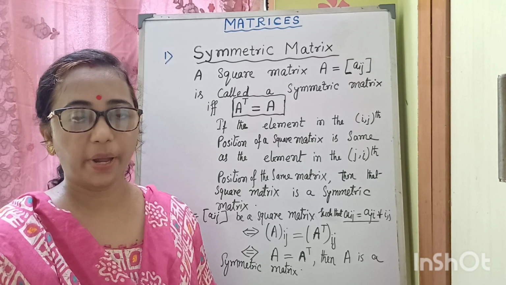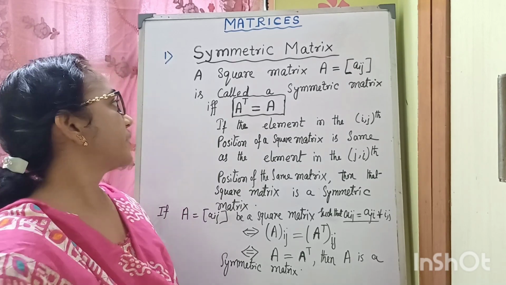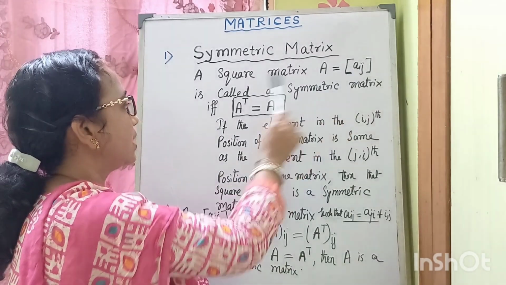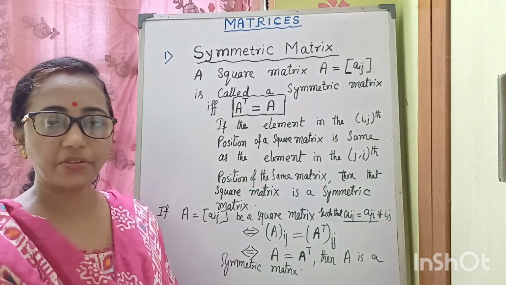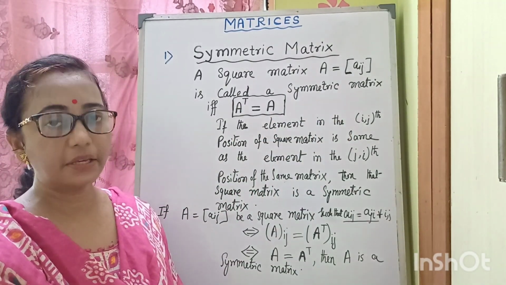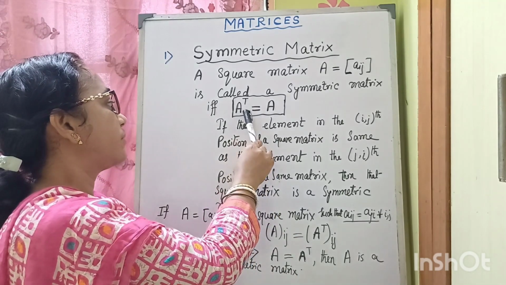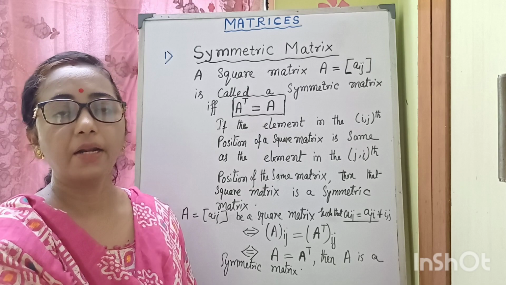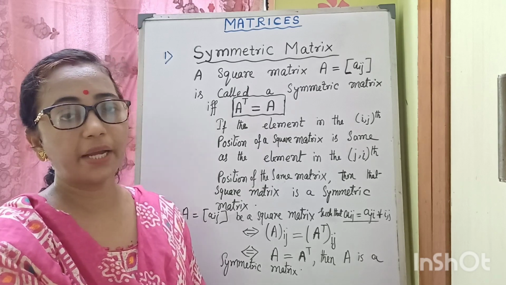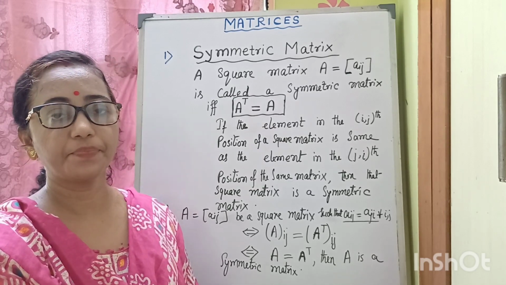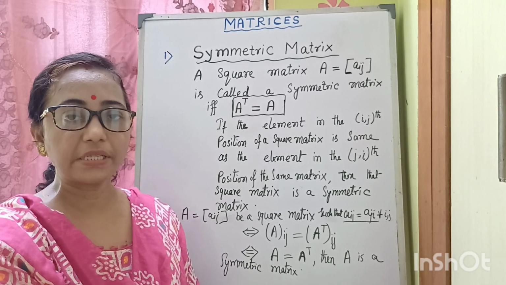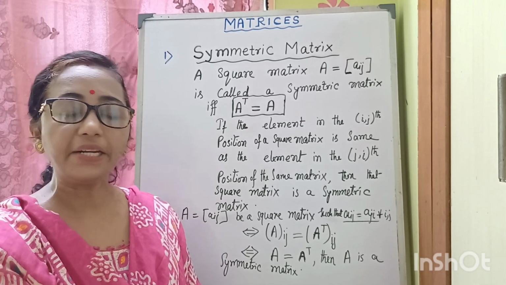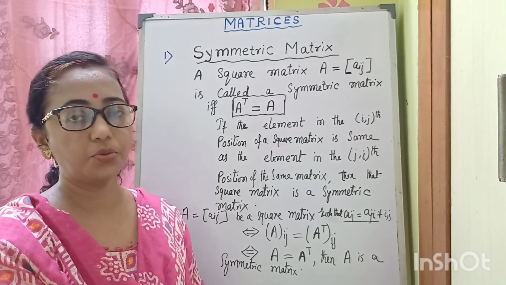Now what is a symmetric matrix? Look at here. A square matrix A equal to [aij] is called a symmetric matrix if and only if A transpose matrix is equal to A matrix. Now we have already learned what we mean by the transpose of a matrix. Transpose of a matrix A is obtained from matrix A by interchanging its rows into columns.